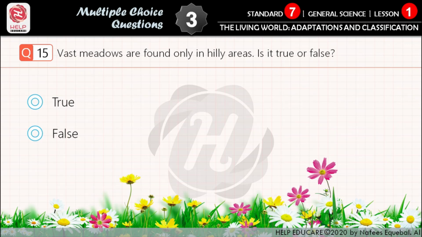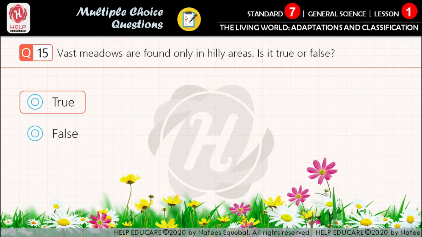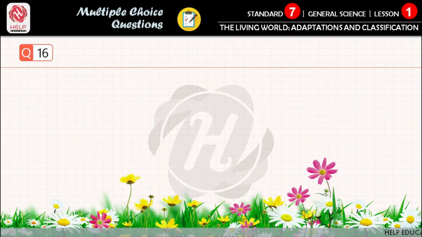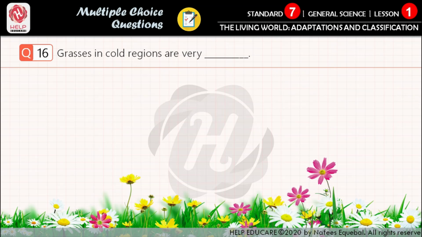Correct answer is true. Question number 16. Grasses in cold regions are very dash. First option, tall. Second option, short.